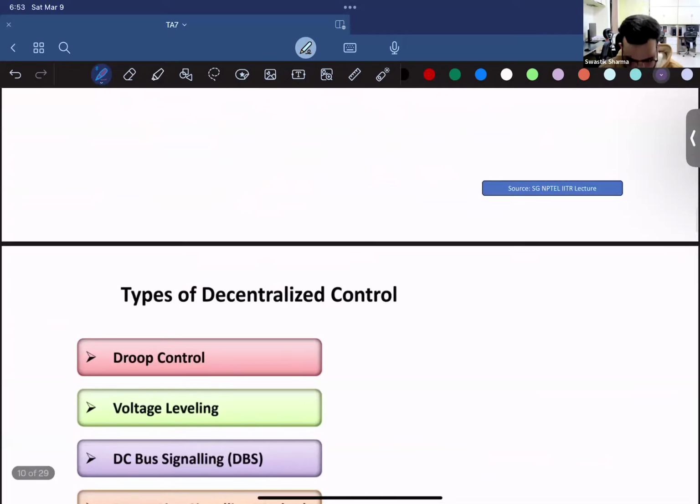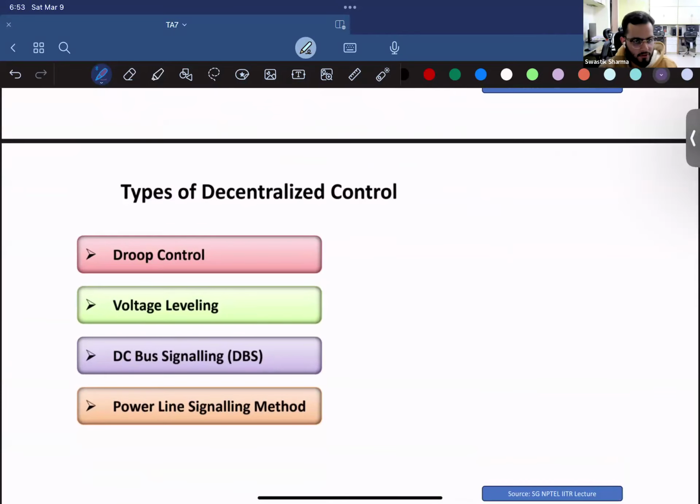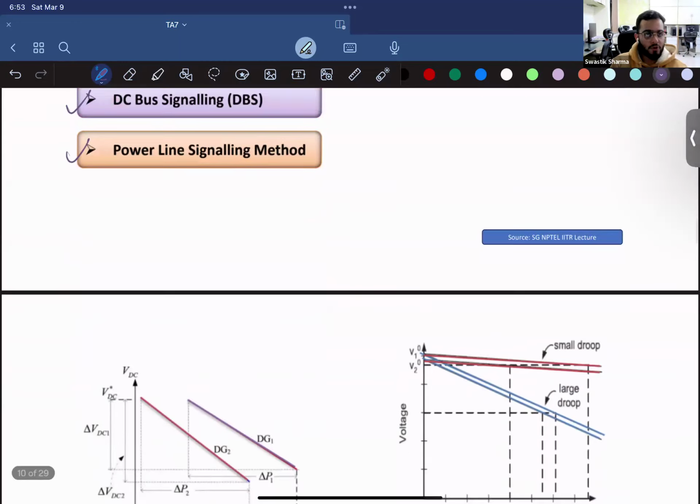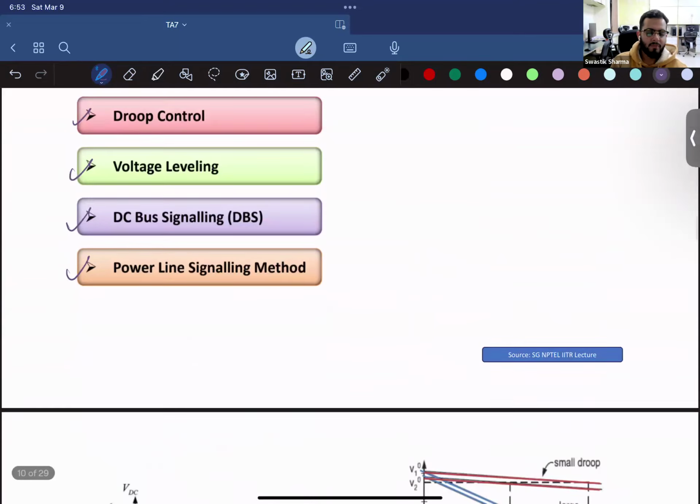Now, let's talk about decentralized control. It's kind of like your local control, right? All of your device hardware is behaving independently. There are four different kinds of decentralized control. One is droop control, then voltage leveling, DC bus signaling, and power line signaling methods. Now, as I told you, the transfer function won't be valid anymore.